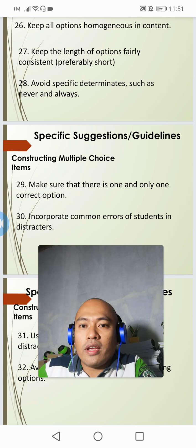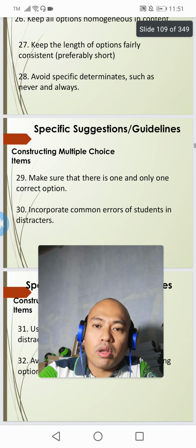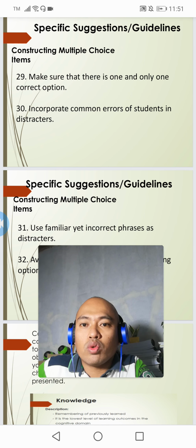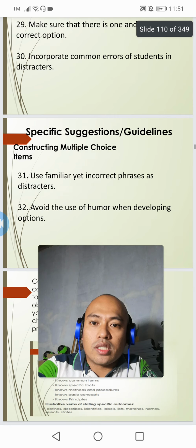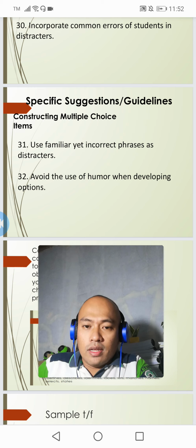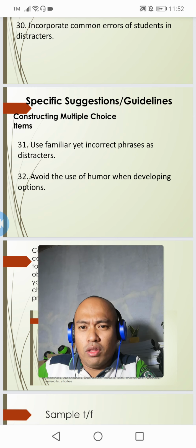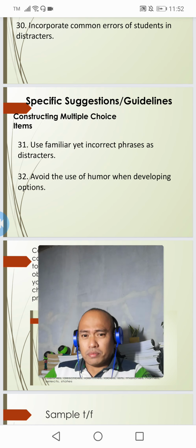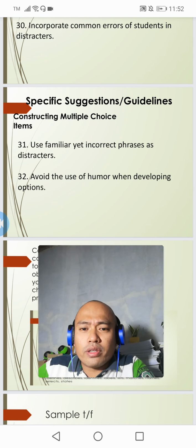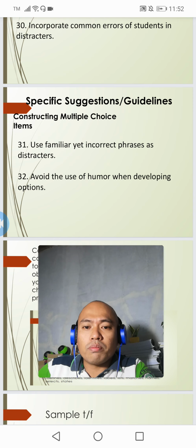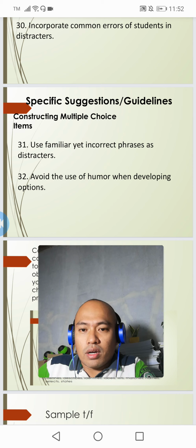For the 29th, make sure that there is one and only one correct option. For number 30, incorporate common errors of students in distractors. Number 31, use familiar yet incorrect phrases as distractors. And lastly, we need to avoid the use of humor when developing options. Okay, so these are the important 32 general suggestions when we are writing a multiple choice type of exam.